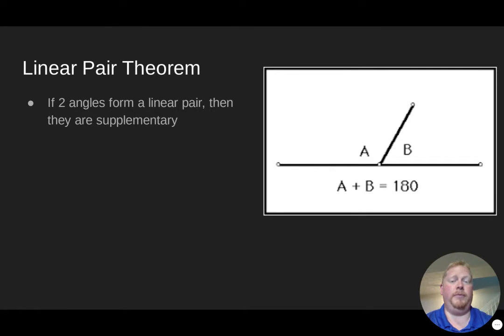The linear pair theorem. If you recall, a linear pair looks like this, where you've got two adjacent angles that together make up a straight line. As soon as you know that this is a straight line, you can say, yes, these two are a linear pair, which also means that the two angles add up to 180. They're supplementary. Supplementary. One of those two. Potato, potato.